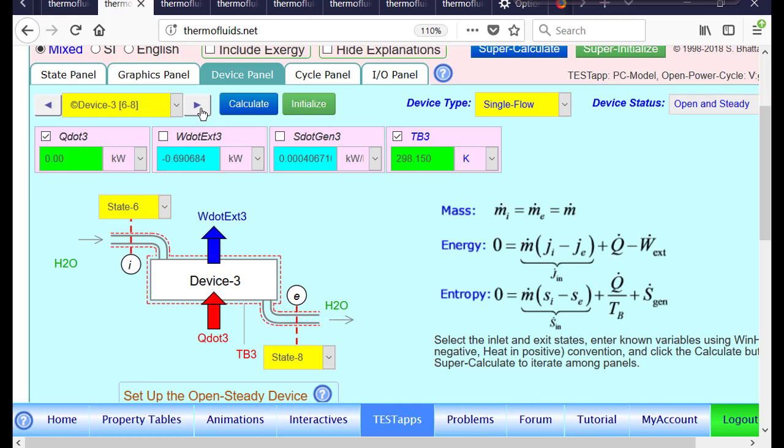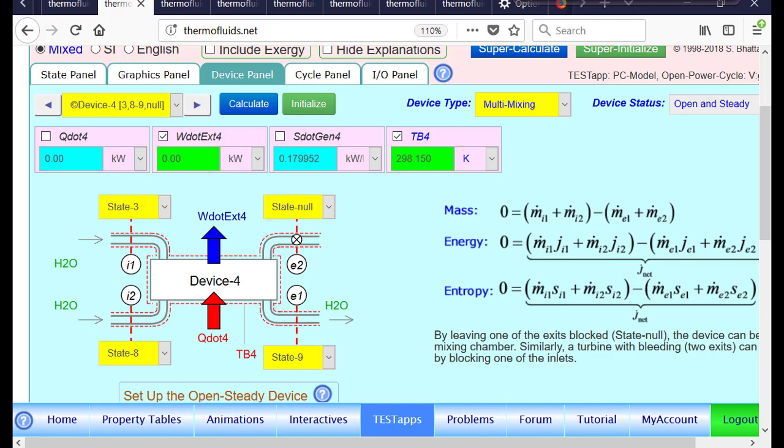Device 3, 6 to 8, is the first pump. Pump work is calculated here. Again, it's a single flow device. Device 4 is the feedwater heater. So this is another multi-mixing device, but this time there are two inlets and one exit. And of course, work transfer is 0 in a mixing chamber, and Q dot is calculated to be 0. That checks the integrity of our calculations, because we used the assumption that the feedwater heater is adiabatic to find the bleeding rate F, if you recall.